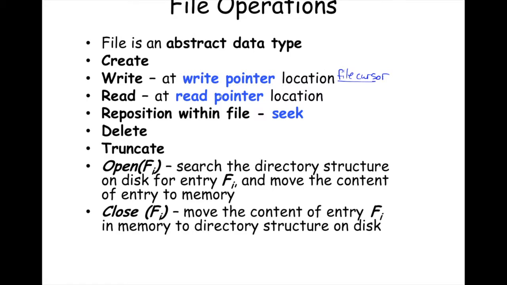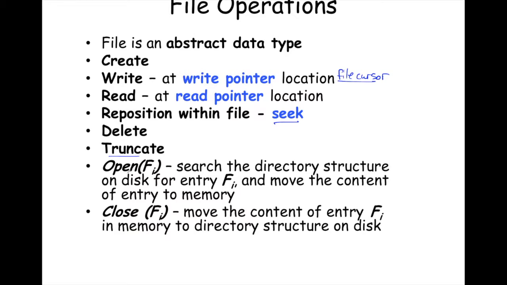Now, for reading, we also need a read pointer. We need a cursor to tell you where in the file you're currently going to read. And then you need to be able to reposition your cursor within the file, something called a seek operation. Certainly, if you can create a file, you should be able to delete a file. Now, this truncate operation is interesting. Truncate says maintain all the file information, but take all the data, zero it out, and start from the beginning.